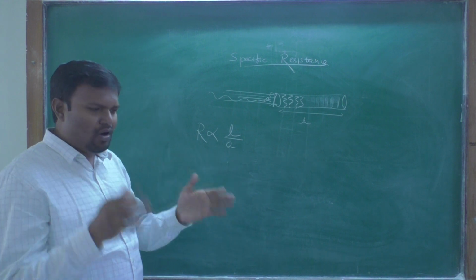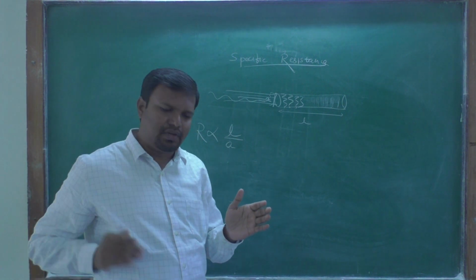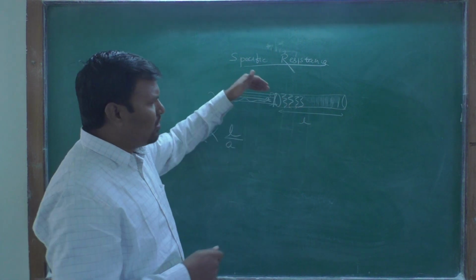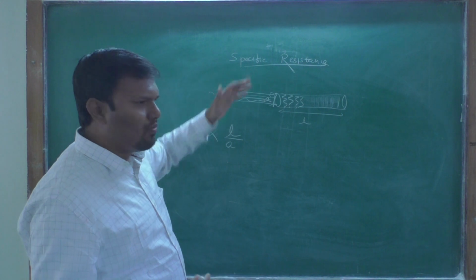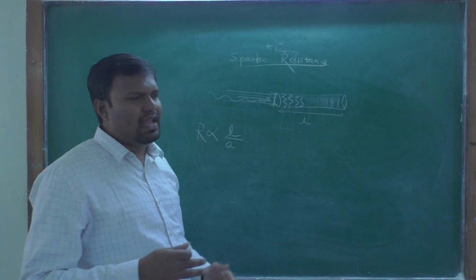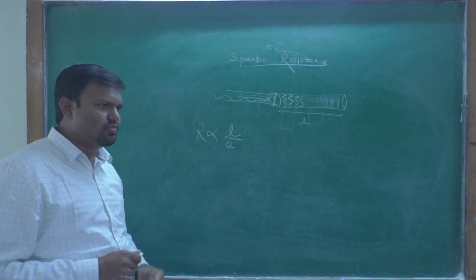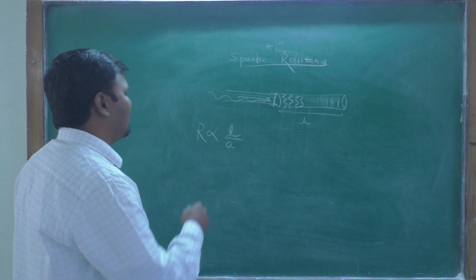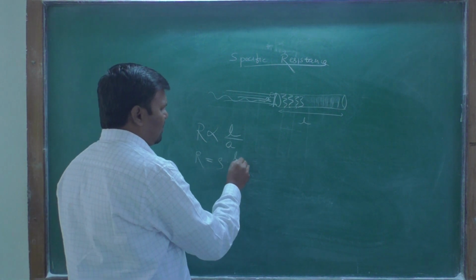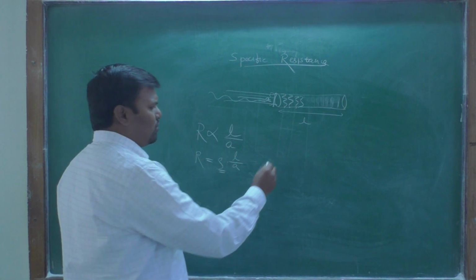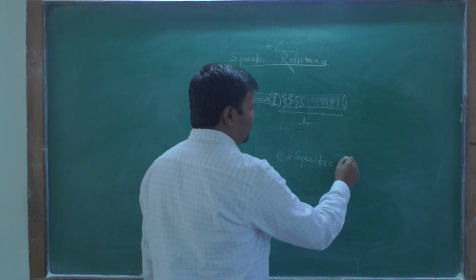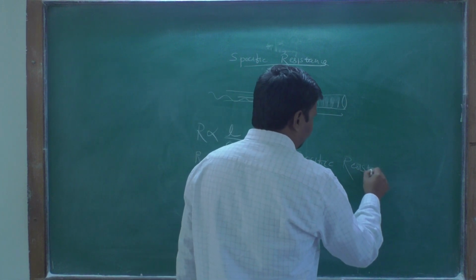Suppose there is a small door and some people go through it. If the door is small, the resistance is more. If the door is bigger, then people will move faster. In the same way, resistance increases with length and decreases with area. By putting in the proportionality constant, R = rho L upon A, where rho is called the specific resistance.